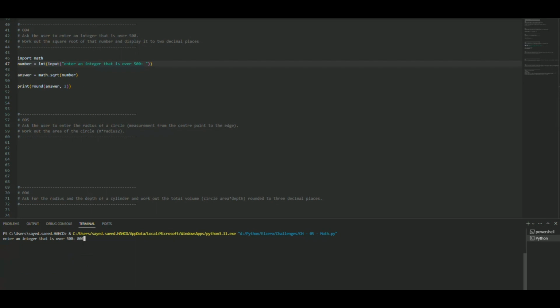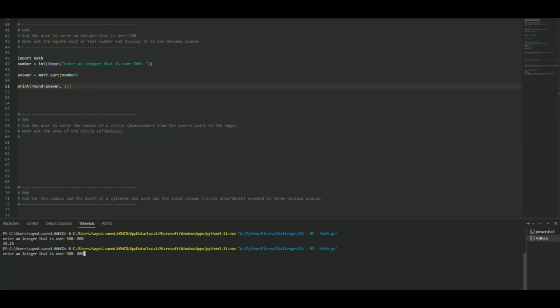We will enter 800. Now this is the square root of this number, rounded to 2.